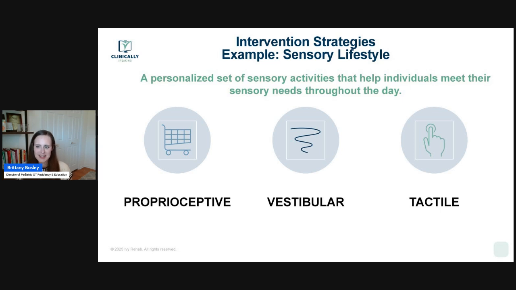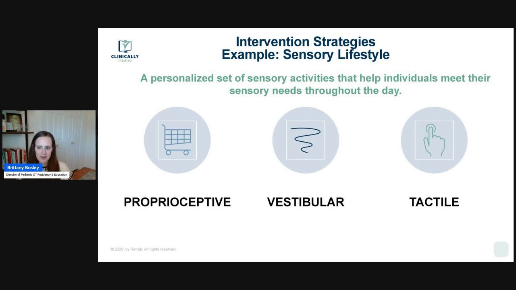So, what is a sensory lifestyle? A sensory lifestyle is a personalized approach to incorporating sensory strategies throughout the day to help individuals manage sensory processing challenges. It's not just about the therapy sessions, but about integrating sensory regulating activities into daily routines. When you look at it from this holistic approach, it helps individuals with sensory processing difficulties or other sensory challenges better manage their sensory experiences in the real world setting.